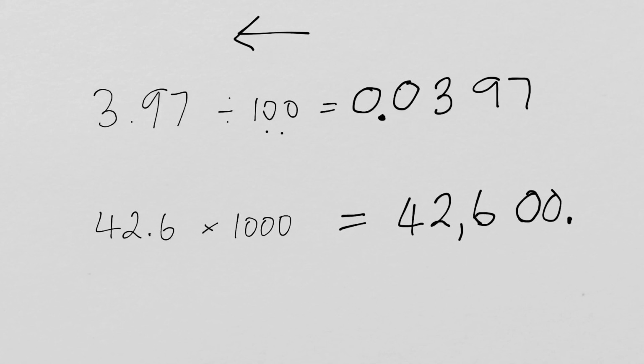It's pretty straightforward. Remember, each time you multiply by 10, the decimal point moves 1 place to the right. Each time you divide by 10, it moves 1 place to the left. So if you're multiplying by 100, then you're multiplying by 10 by 10. So it moves twice, and so on.